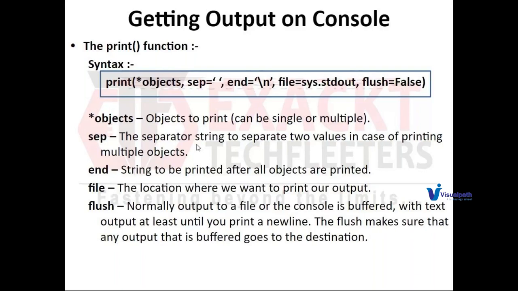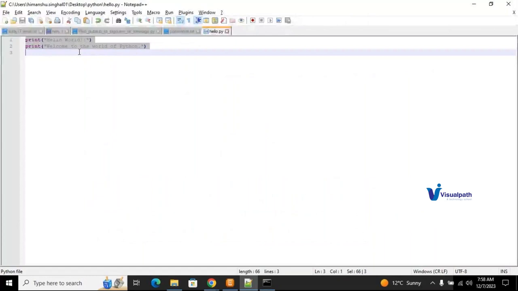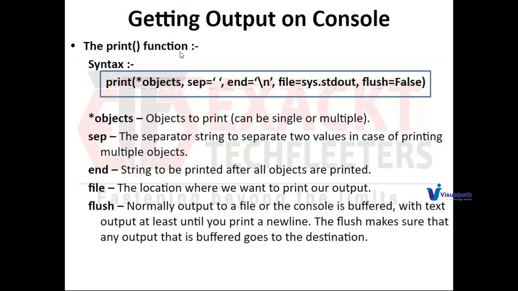So let's proceed. So far we have only used the print function. What is the print function, and what else can we do with it? This is the syntax of the print function, where you can find many types of arguments you can use. These two arguments, the file argument and flush argument, you can ignore; they are not mandatory to know for data engineering purposes. I will be explaining these three arguments: what are the star objects, what is sep, and what is end.